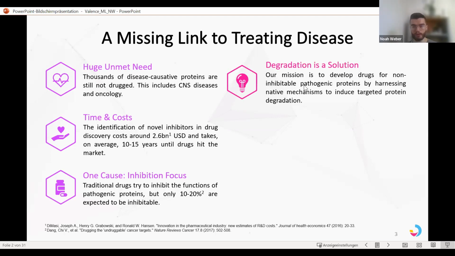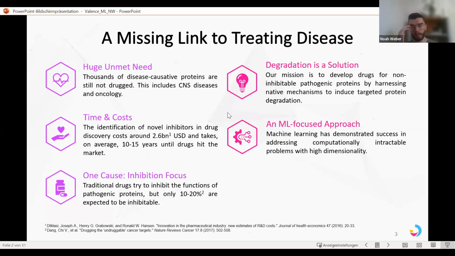Now, one solution to this story is degradation. Degradation is essentially a technology that was developed a couple of decades ago, and a couple of companies have been spun out since then. The story is that we can induce the natural mechanism of garbage collection in an organism. Like, as we know from computer science, we can dispose of these molecules in a targeted fashion and really choose which molecules we want to remove from our body.